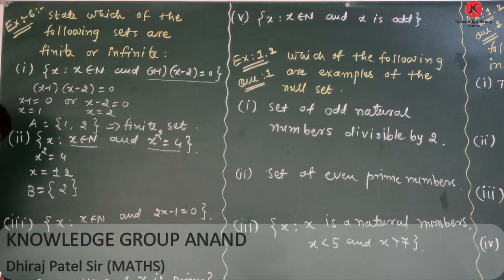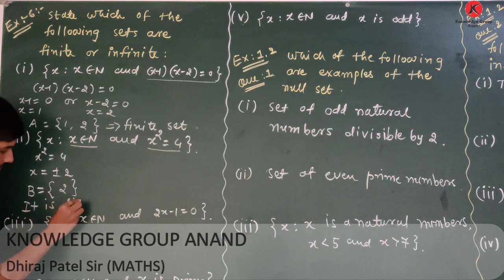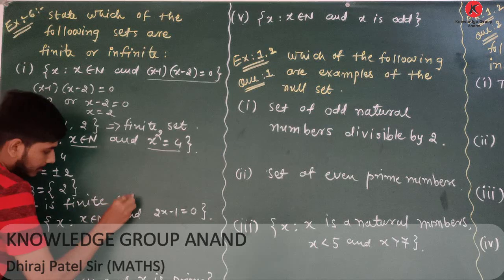Now, the number of elements of set B is 1. Therefore, we can say that it is a finite set. It is a finite set. Clear?